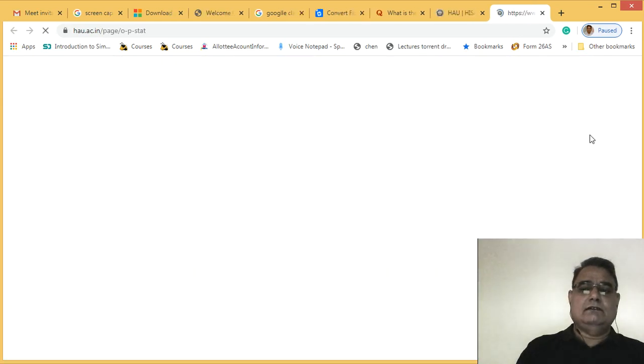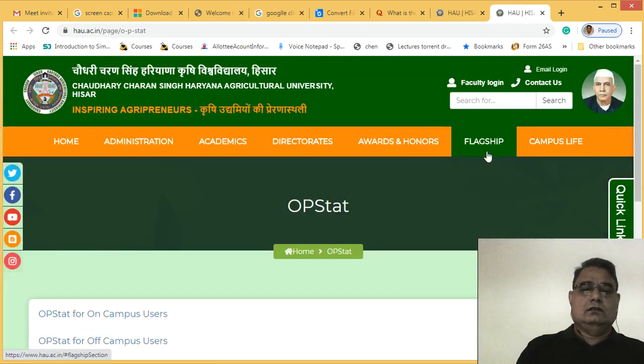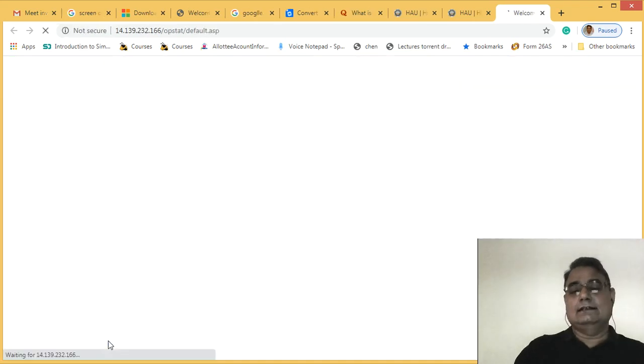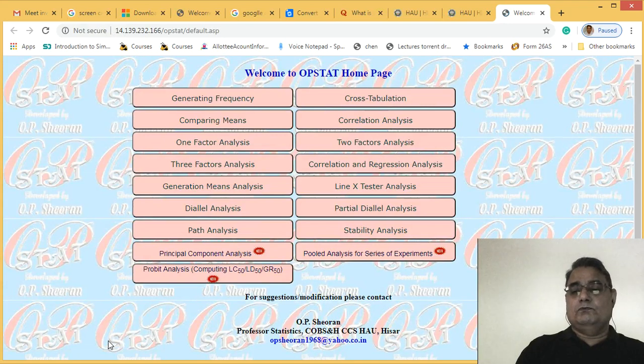If you click on this tab, the home page of OPStat will open with two links. One is for the users of CCS HAU, that is, intranet users of Chaudhary Charan Singh Haryana Agricultural University, and another link is open for all other users who use this software through the internet. So if you click on this link, this is your first web page of OPStat.